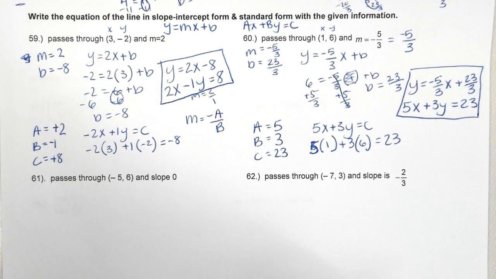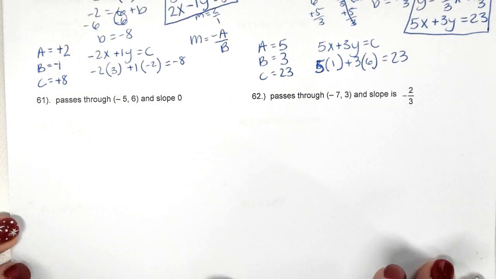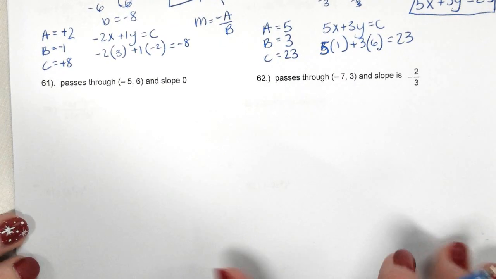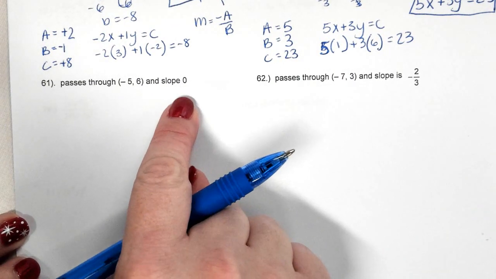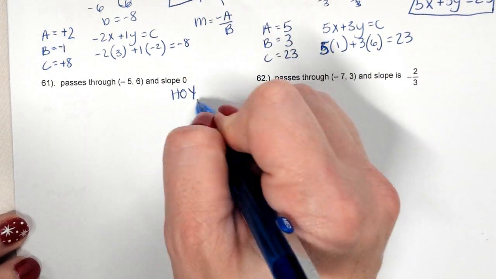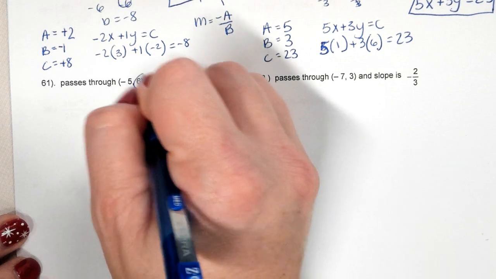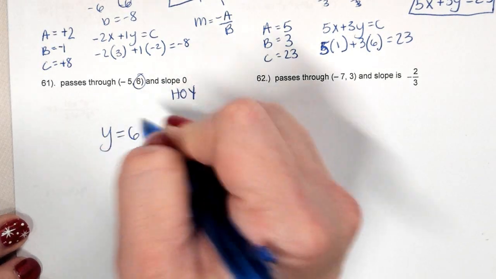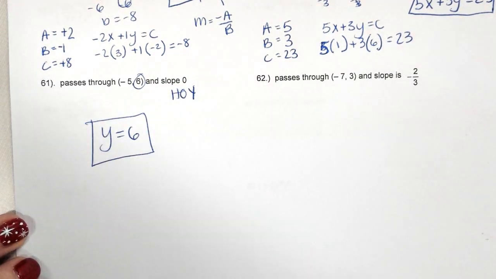Okay, so now let's look at number 61. Now this one's a lot easier because it has a slope of 0. If I have a slope of 0, it's HOY, horizontal zero slope, y equals equation. Well, what does y equal? You cannot write that any other way, so there's your answer.